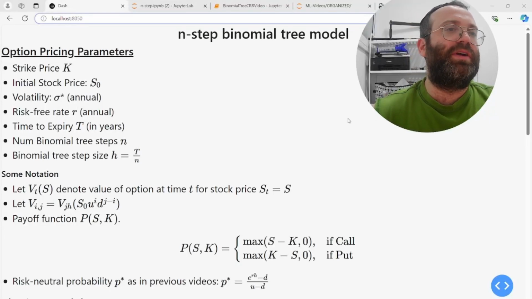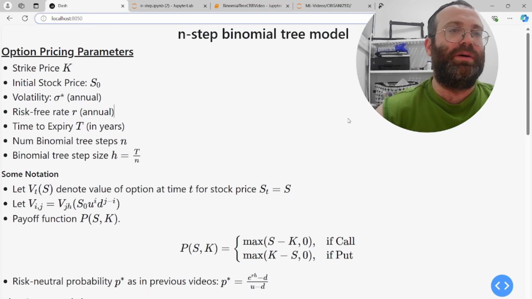Happy Sunday, my friends. In this video, I'm going to show you how to implement the n-step binomial tree model in Python for both European and American options, for both calls and puts. I'm going to try to make this video as standalone as possible, but it's actually part 5 of my series on the binomial tree option pricing method.